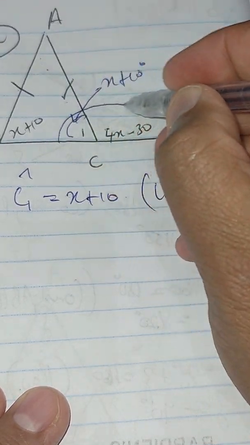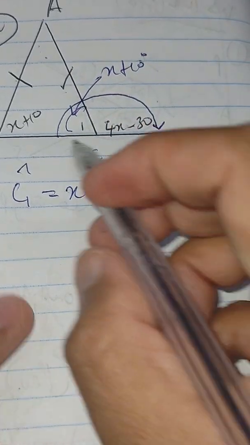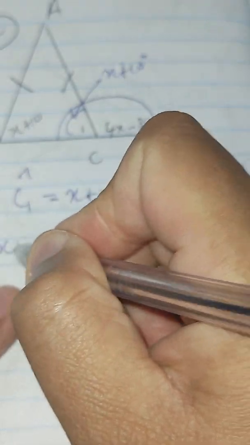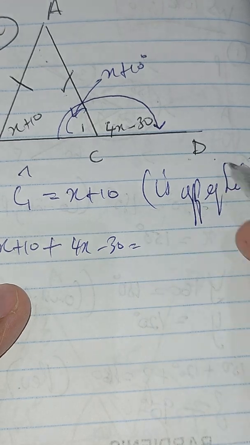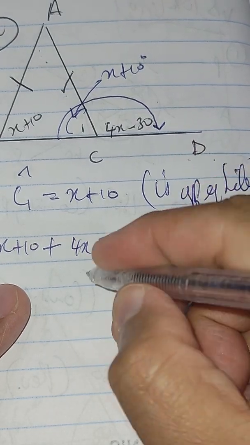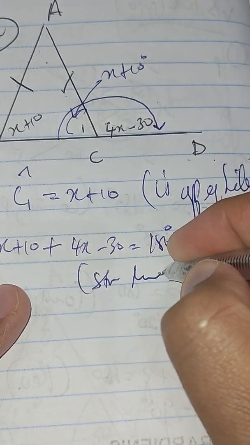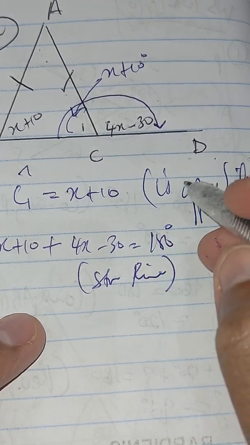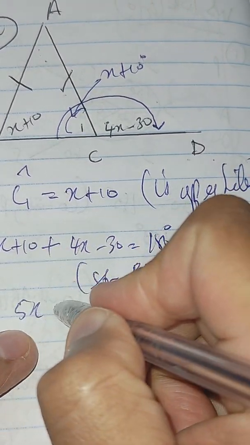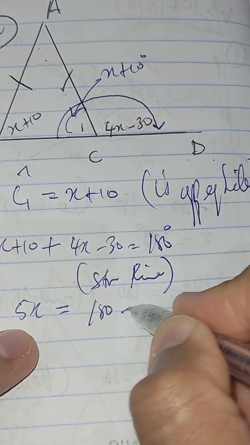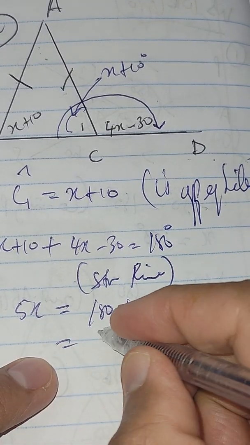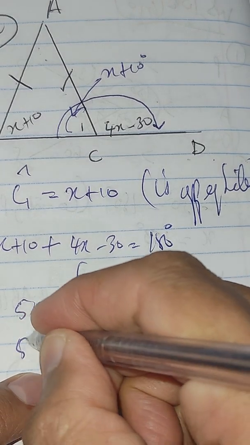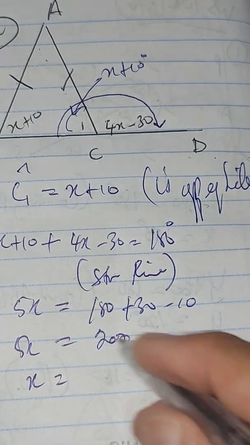Now we can set up this equation here to solve for x. Angles on a straight line, so x plus 10 plus 4x minus 30 is equal to 180. It's a straight line. Okay, so that's going to give us, of course, 5x is equal to 180 plus 30 minus 10, which is 200 degrees. So x works out to be 40.